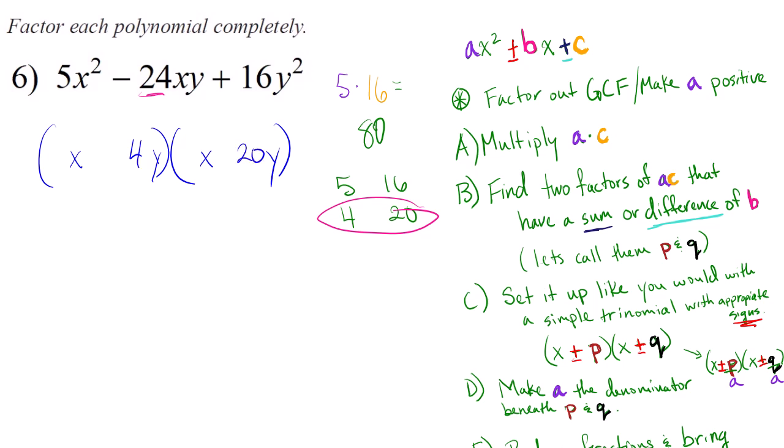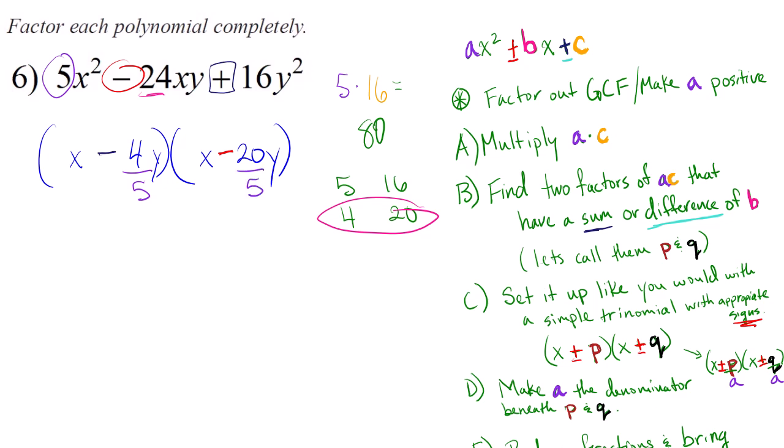Okay, and let's get our signs right. So remember that this tells us the sign of the bigger number. So the 20 is going to have a negative in front of it. Okay, and then this sign here tells us whether the signs are going to be the same or different. So since that's positive, the signs are going to be the same. So that means they're both going to be negative. Okay, so now we just need to put a 5 underneath as the denominator.